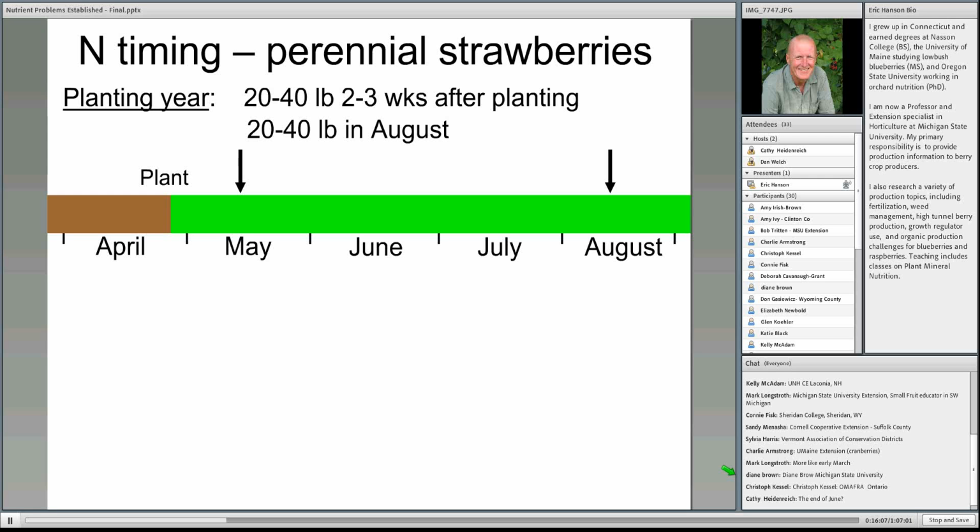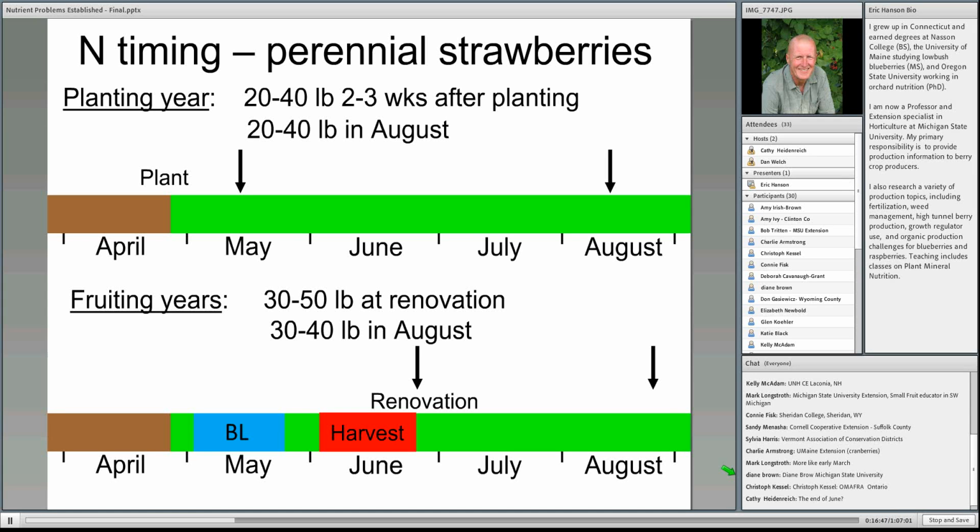Timing for perennial strawberries. So here recommendations vary from the planting year versus fruiting years. But during the planting year, what we typically recommend is 20 to 40 pounds of nitrogen 2 to 3 weeks after planting. You want to make sure that this is delayed to where either irrigation or rain has settled the soil around the plants. And then a second application in August. So that would be during the planting year.